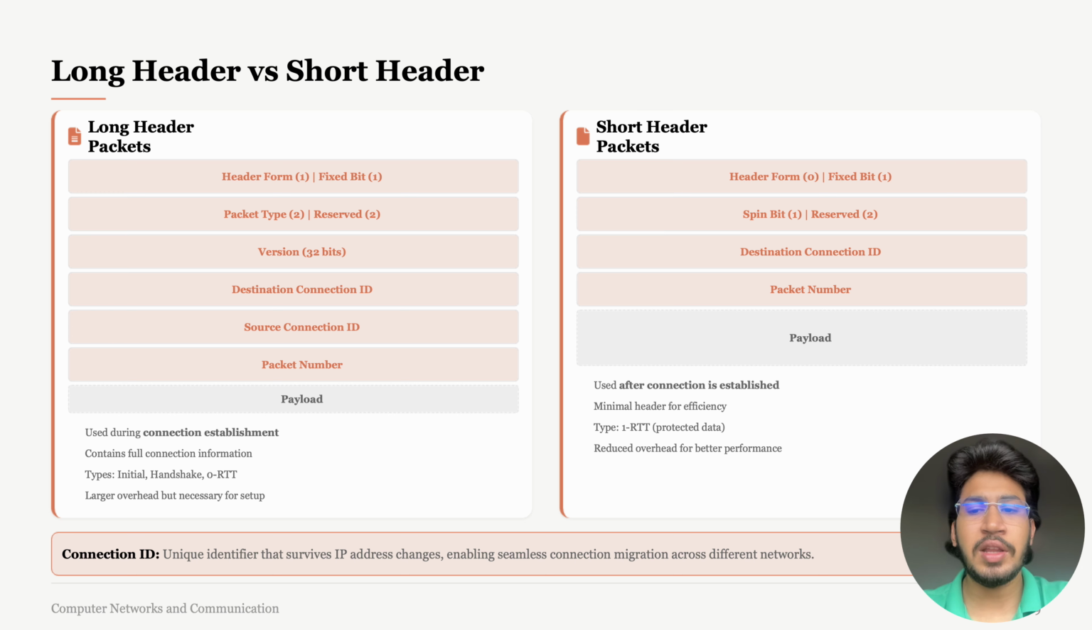After the connection is established, QUIC switches to the short header packets. The short header packets have less overhead, so they are lighter and more efficient. As you can see, there is the fixed header byte, then the spin bit and reserved bits, then the destination ID and the packet number. You can compare both of them.